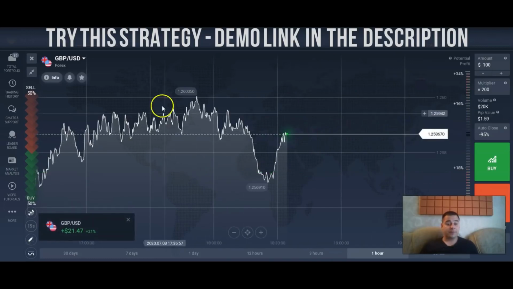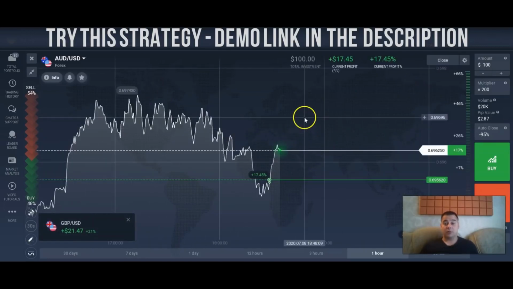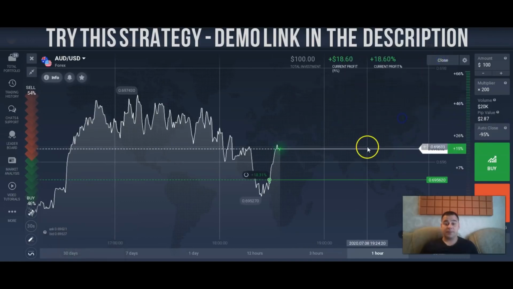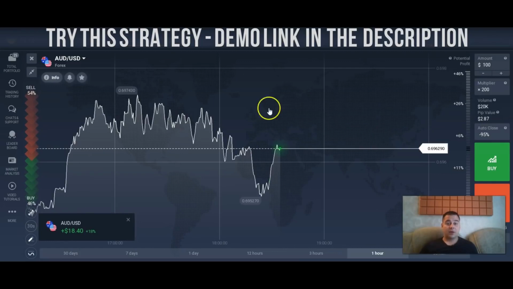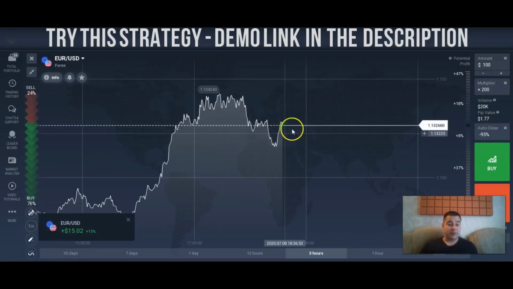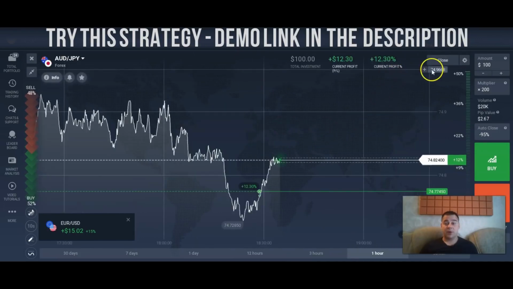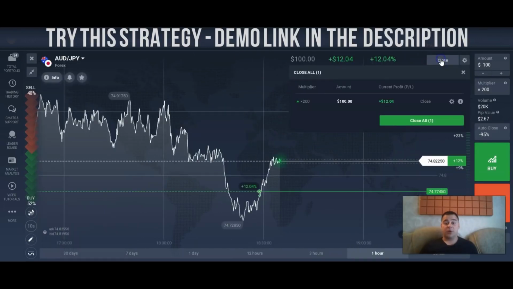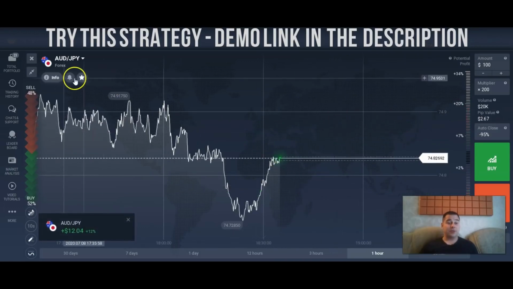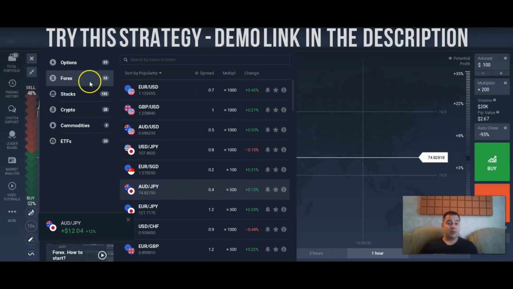Closing, plus 21. What's happening with this position? Also, let's close it. And I'm leaving the platform. I'm going out from the platform with a profit, and this is the main thing. And there are, let's see how many, 58 assets that you can trade on.